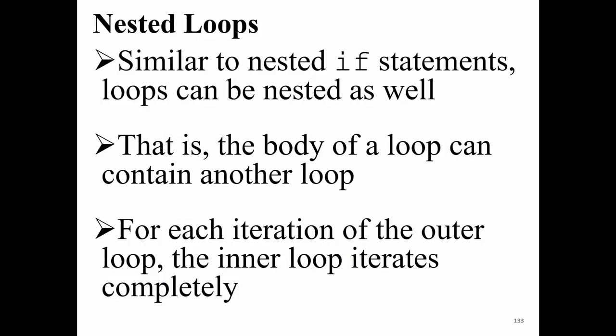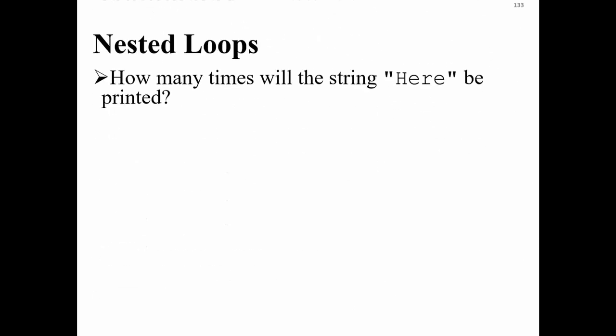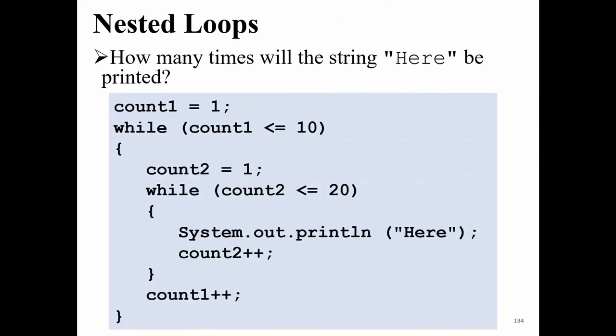Nested loops. As we saw nested if statements, we have nested for loops. So nested for loops, this is an example. For each iteration from the outer loop, the inner loop will execute completely. Keep this in your mind. For any iteration of the outer loop, the inner loop will be executed completely.